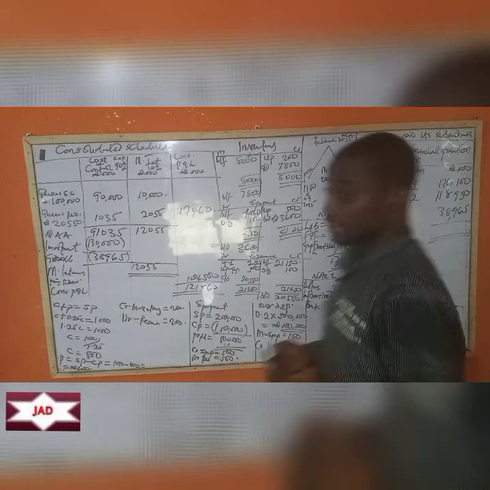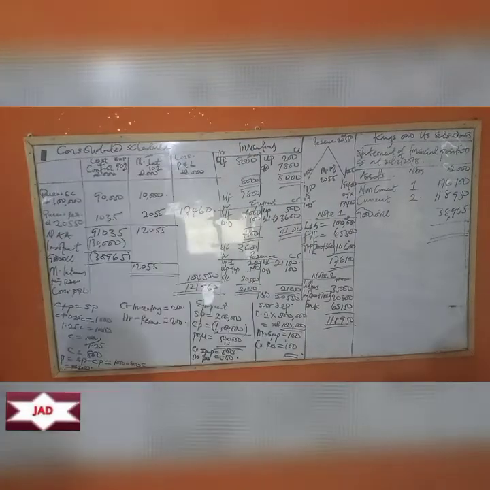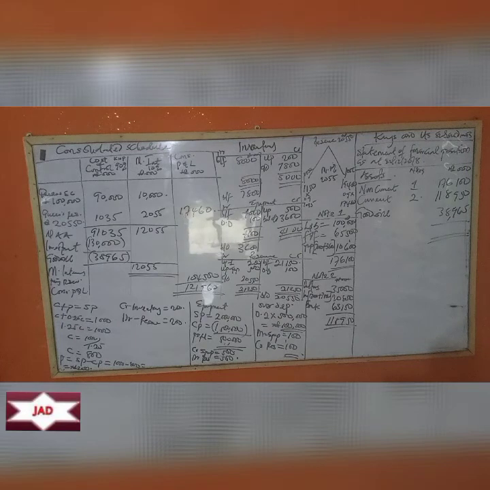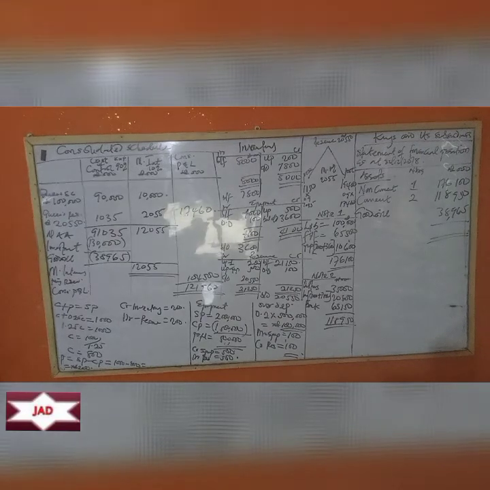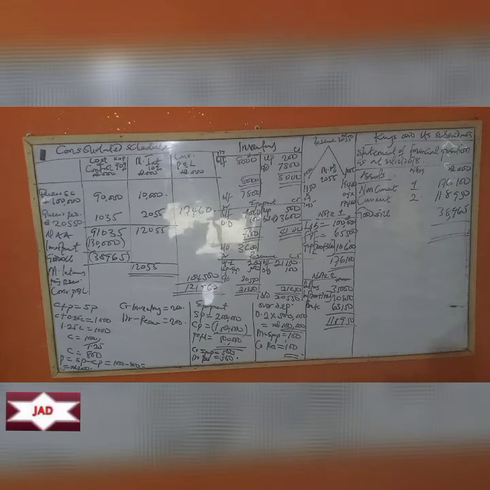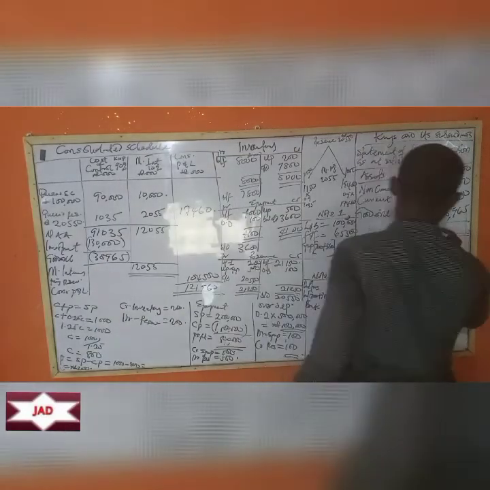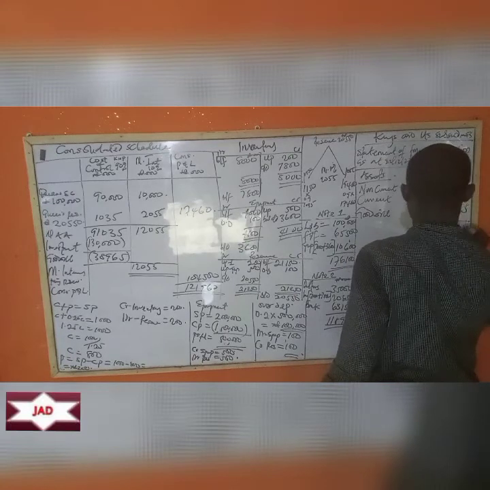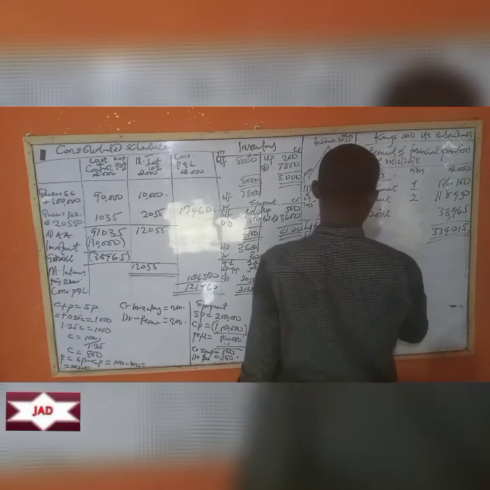So what are our total assets? We have 176,100 plus 118,950 plus 38,965. That's 334015. So let's go. Our liabilities now.